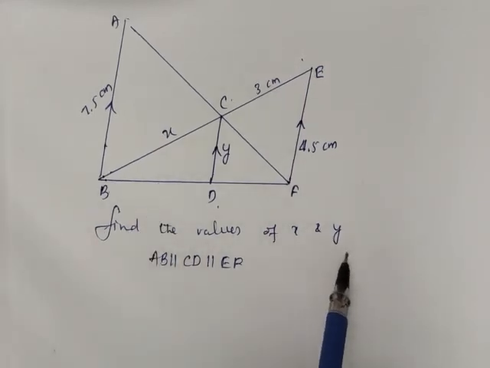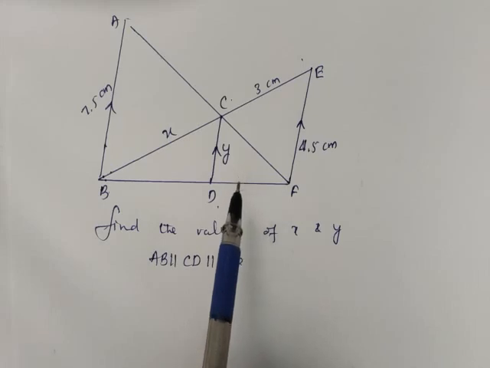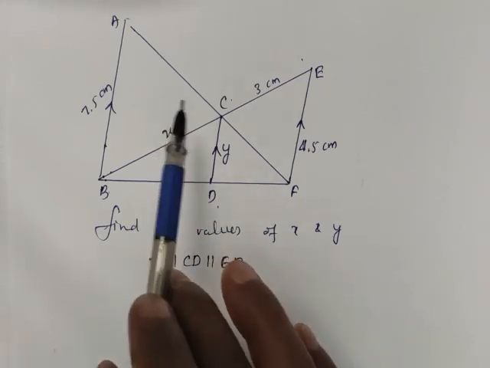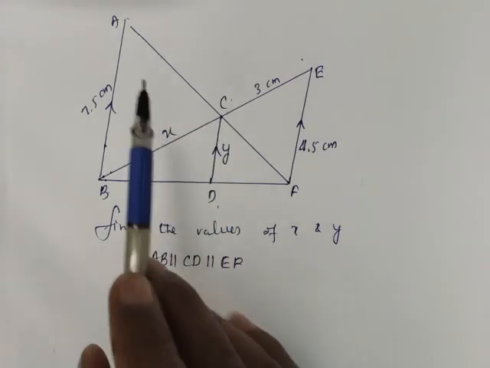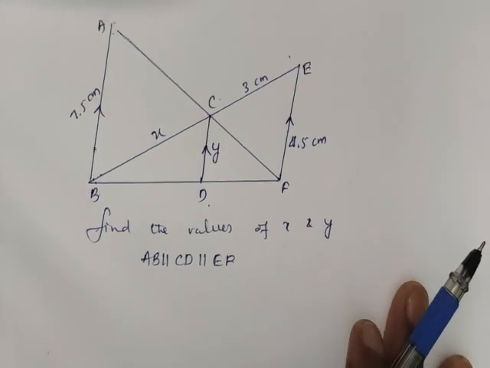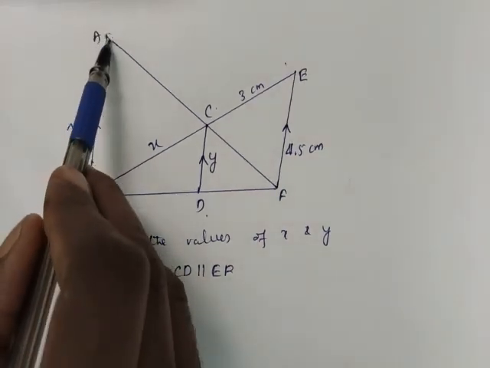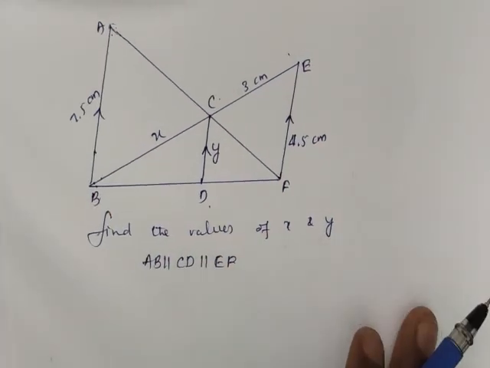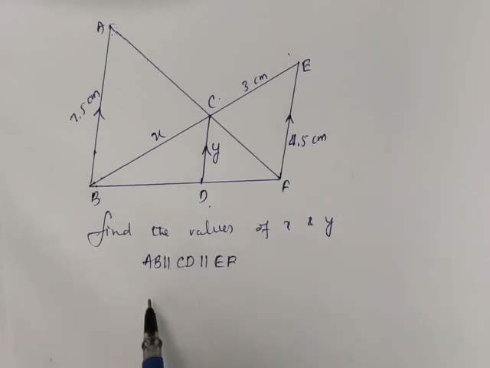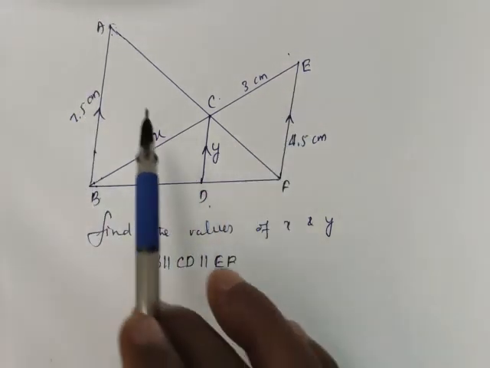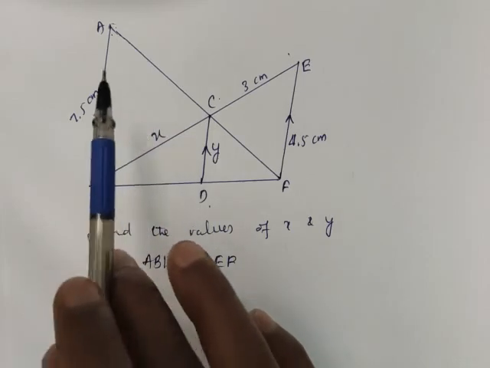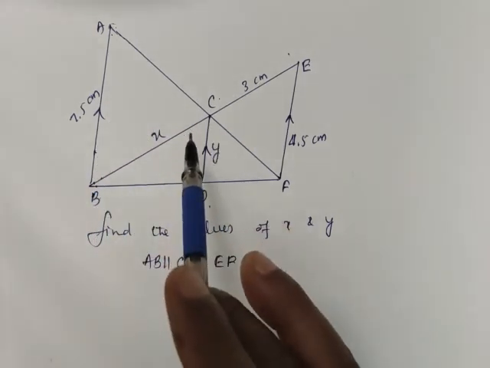To find the value of x and y, first we'll collect the pair of similar triangles. But here how many pairs of similar triangles are there? It is difficult to identify, but it is required to be found out. Here many triangles are there. Also the names of the triangles are not given.